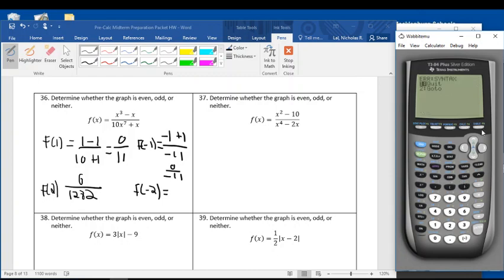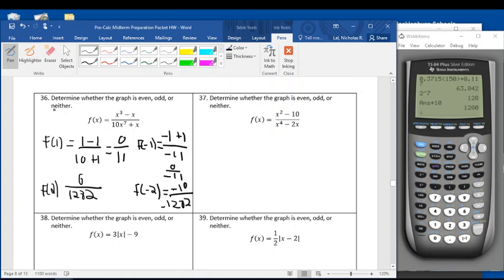Second table. Okay. f of negative 2 becomes negative 2 cubed is negative 8 minus 2. That would be negative 10 over 10 times negative 128, which is negative 1280, plus negative 2, negative 1282. So essentially this can be neither.